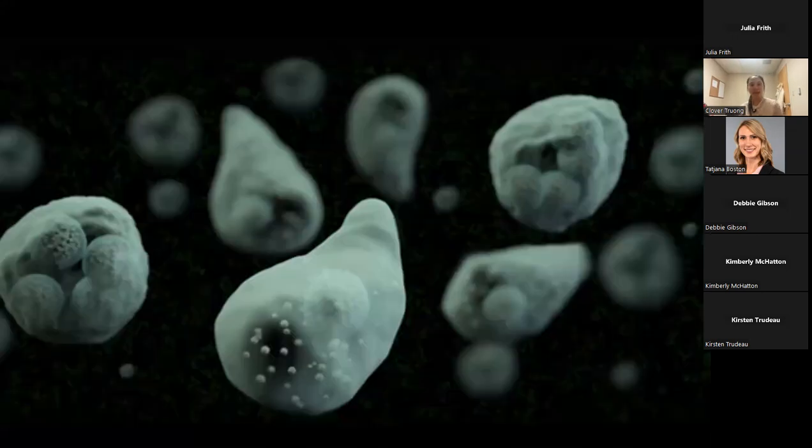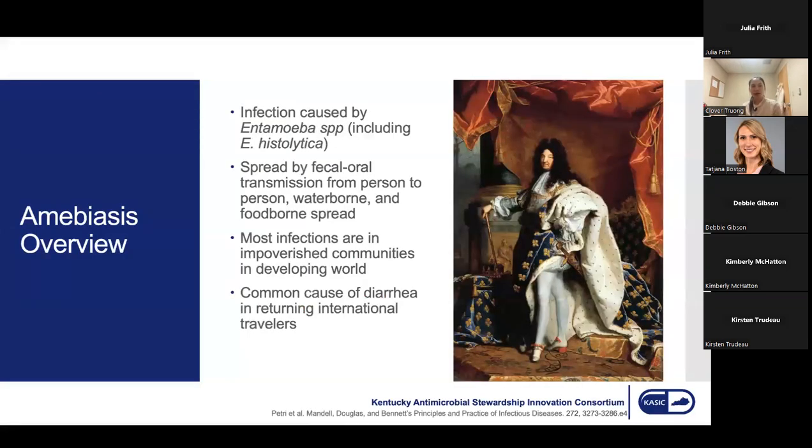So let's change gears a little bit. After cryptosporidiosis and giardiasis, the next and last one that I want to talk about is amoebiasis, which is infection caused by Entamoeba, including Entamoeba histolytica. Similarly to crypto and Giardia, Entamoeba can also spread by fecal-oral transmission from person to person, and by waterborne and foodborne spread. Most infections are in impoverished communities in the developing world. However, that does not mean that in the developed world we cannot get amoebiasis.